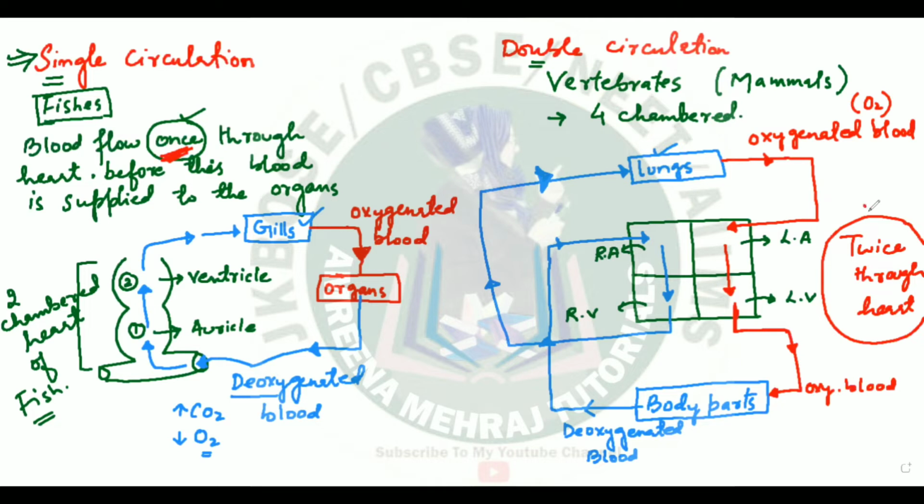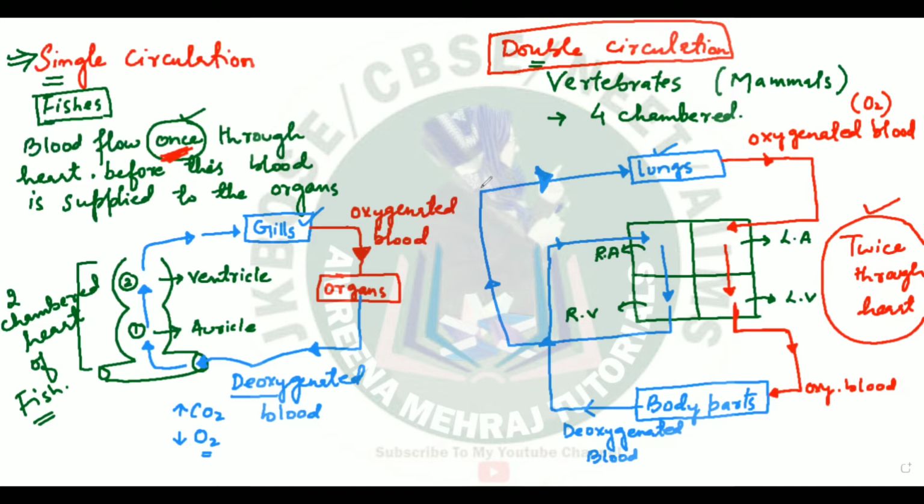It's going to pass through the heart how many times? Twice. That's why we call this circulation double. We call this circulation what? We call it double circulation. Hope this is clear. So you have a variety of animals, some performing single circulation, some performing double circulation.